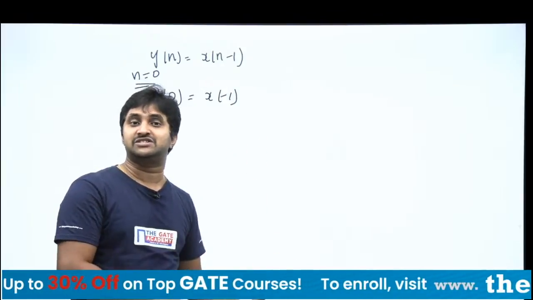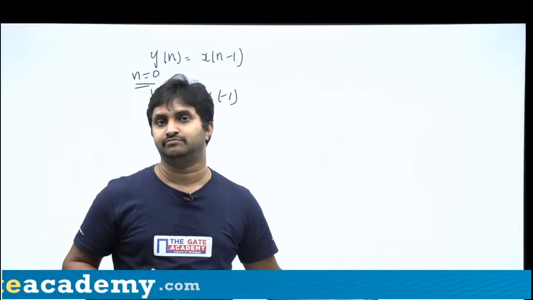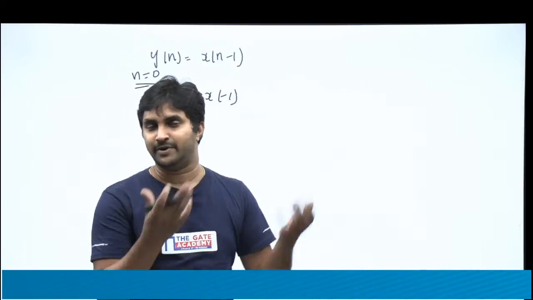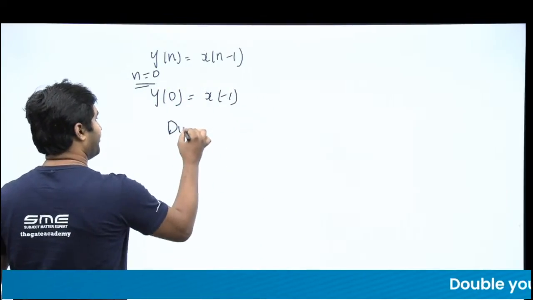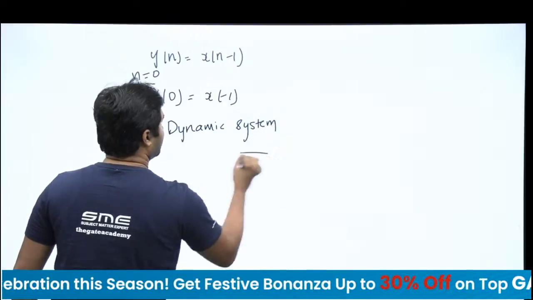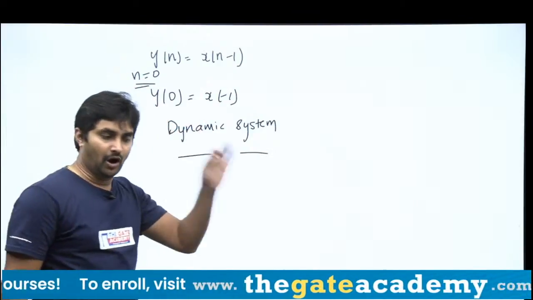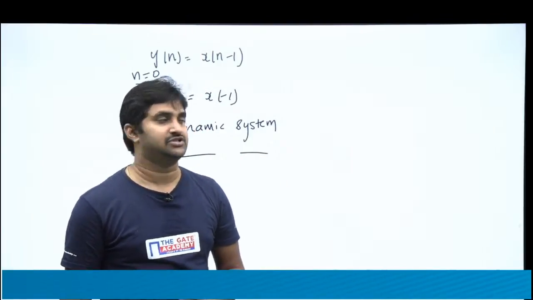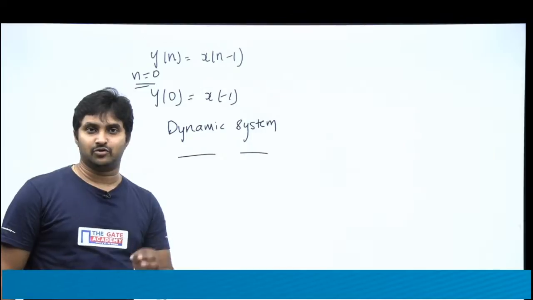we call it a dynamic system, because if you want to have a dependency on the past, you have to store the past values. You have to recollect something. It means that it is a dynamic system because of the dependency on the past input. The output has a dependency on the past input. That's why we are calling it a dynamic system. Is that clear to all of you?